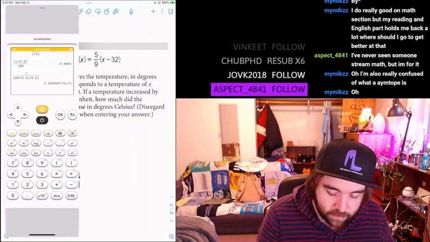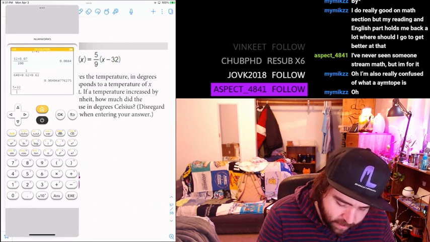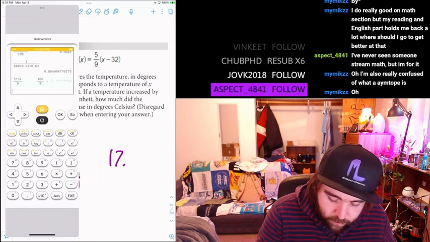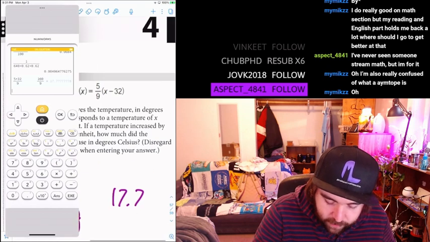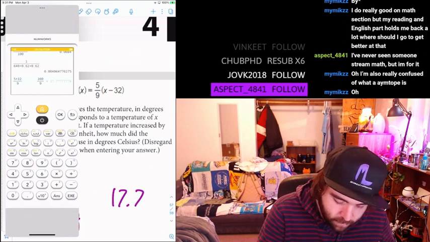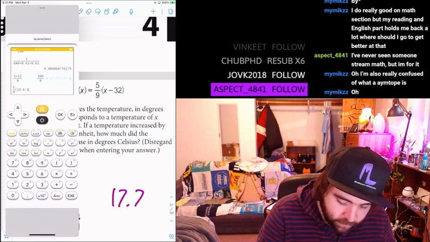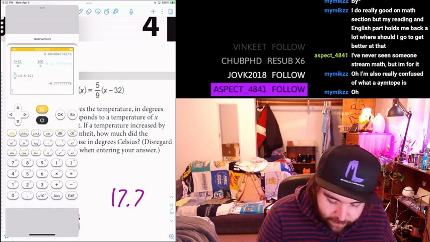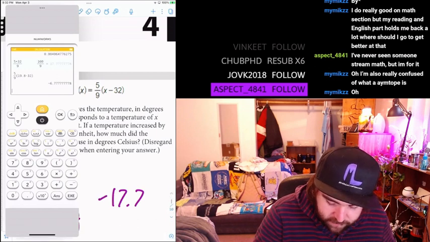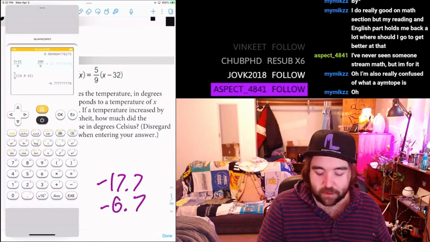So if we plug in 0 to this equation for x, we have 5 times 32 divided by 9. You see we get 17.7. And then if we plug in, what was it, 19.8, into this equation, 5 over 9 times 19.8 minus 32. Oh, I messed up on the negative before, right? That should be negative 17.7. You do it this time, you get negative 6.7.